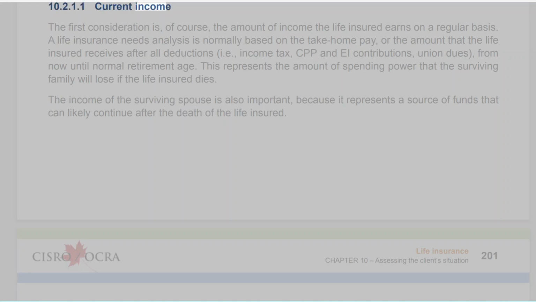10.2.1.1 Current income. The first consideration is, of course, the amount of income the life insured earns on a regular basis. A life insurance needs analysis is normally based on the take-home pay, or the amount that the life insured receives after all deductions, i.e., income tax, CPP and EI contributions, union dues, from now until normal retirement age. This represents the amount of spending power that the surviving family will lose if the life insured dies. The income of the surviving spouse is also important because it represents a source of funds that can likely continue after the death of the life insured.